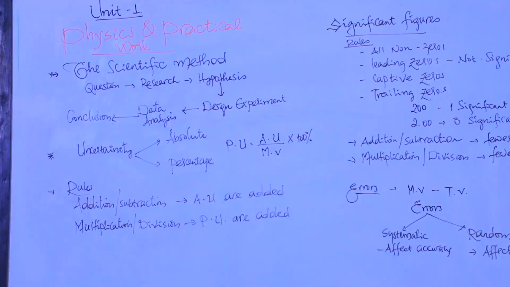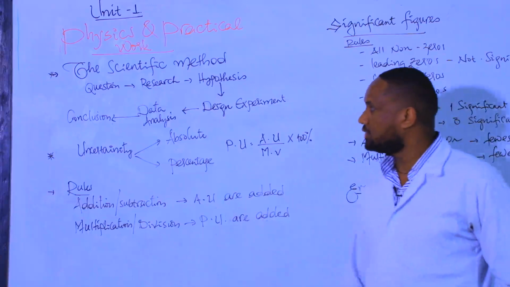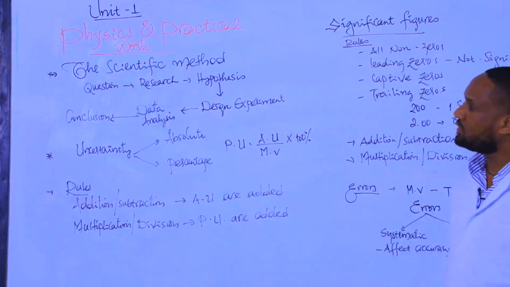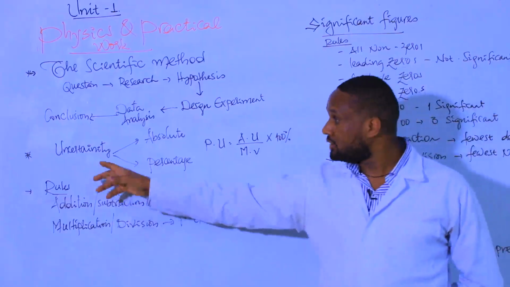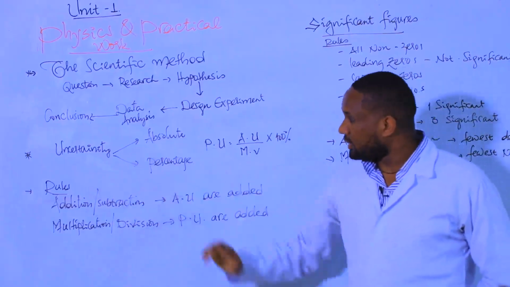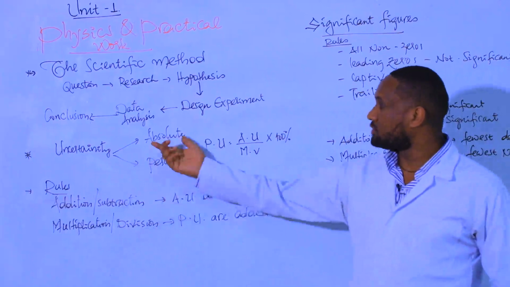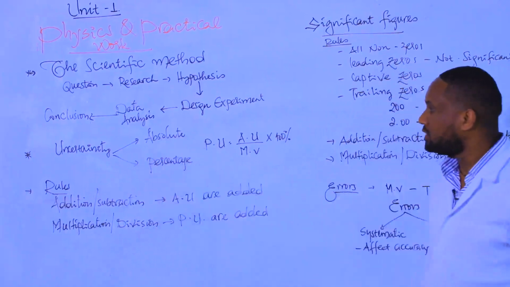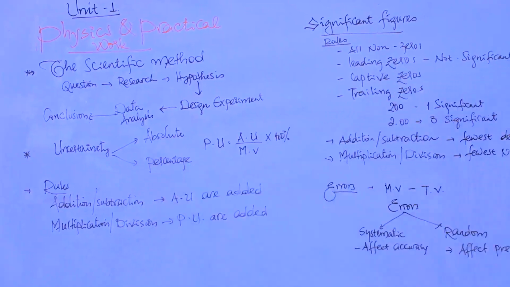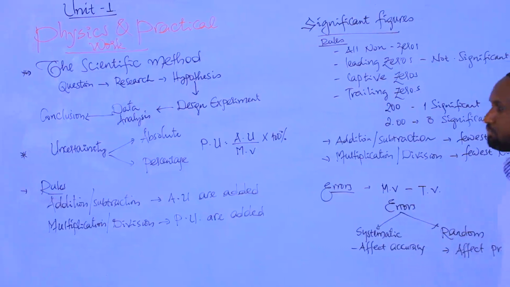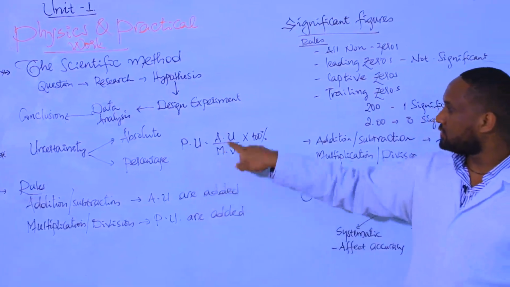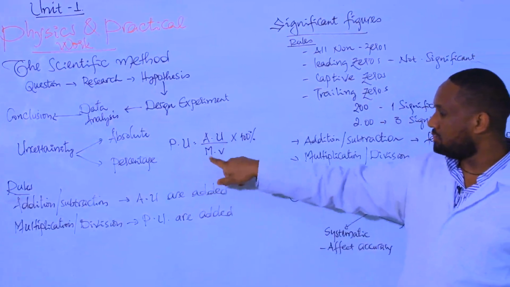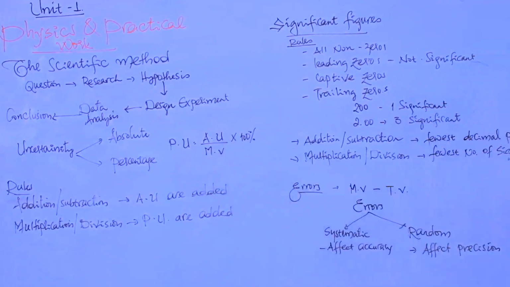Okay. So uncertainty is the amount of doubt in a measurement. You know that every measurement is subjected to some kind of uncertainty. There are two types of uncertainties: absolute uncertainty and percentage uncertainty. The two kinds of uncertainties are related by this mathematical expression. Percentage uncertainty is equal to absolute uncertainty divided by the measured value multiplied by 100%.